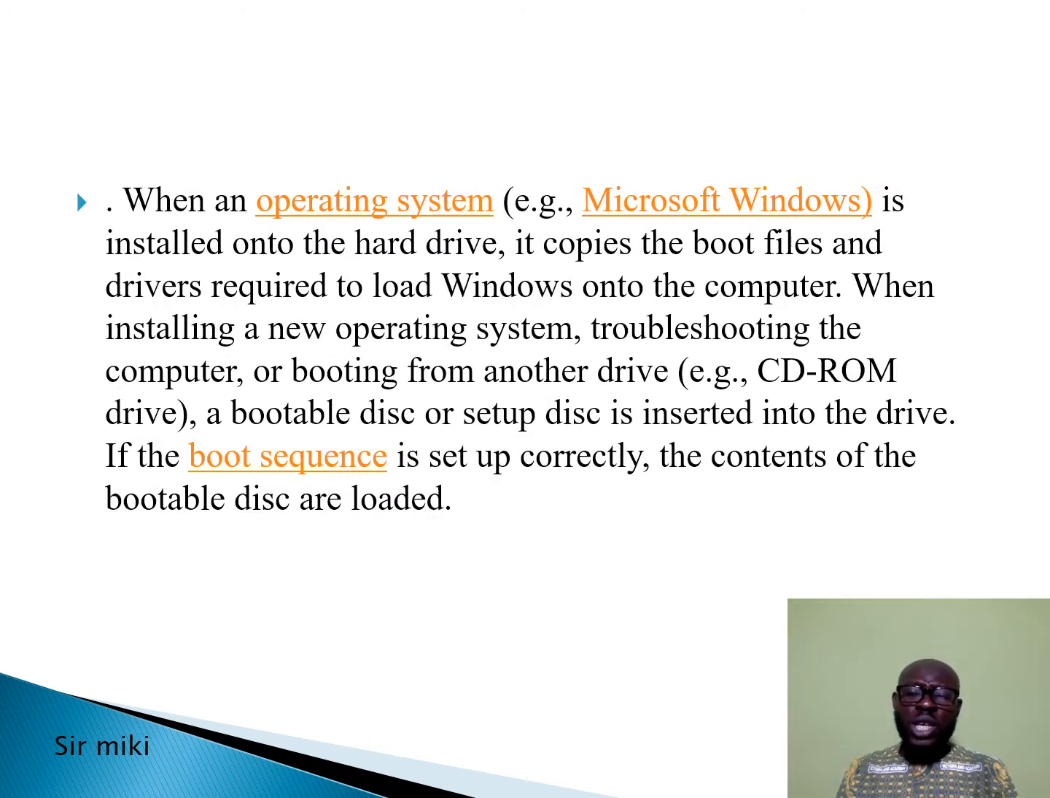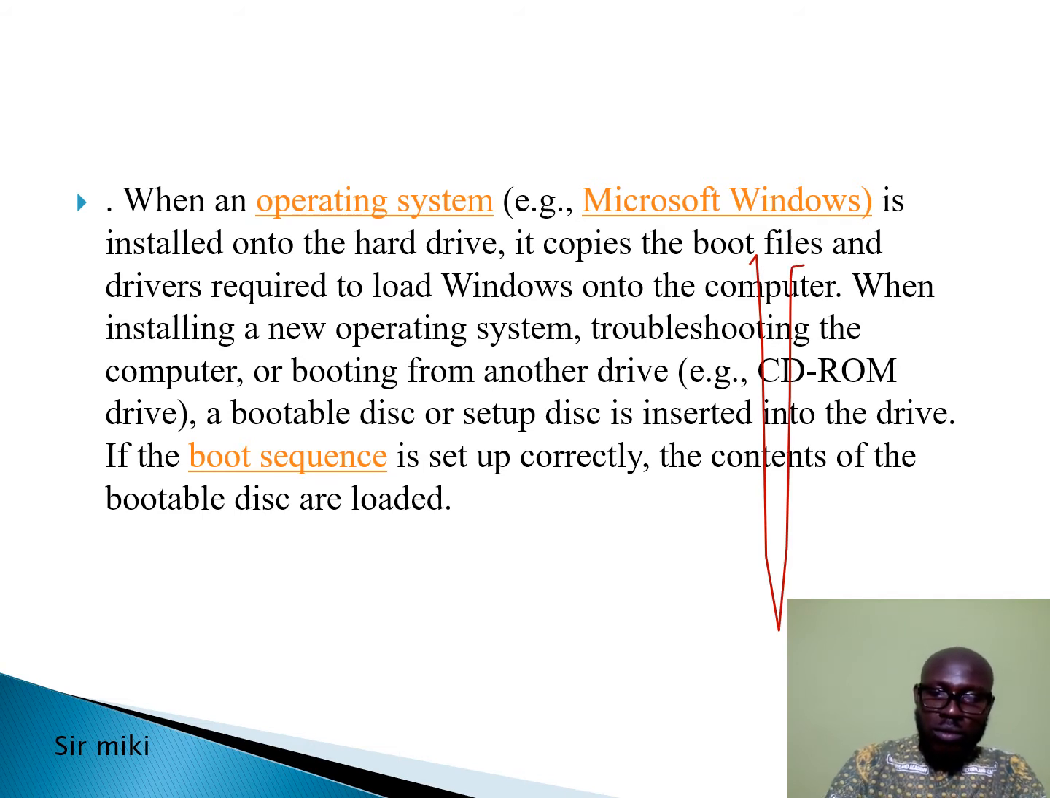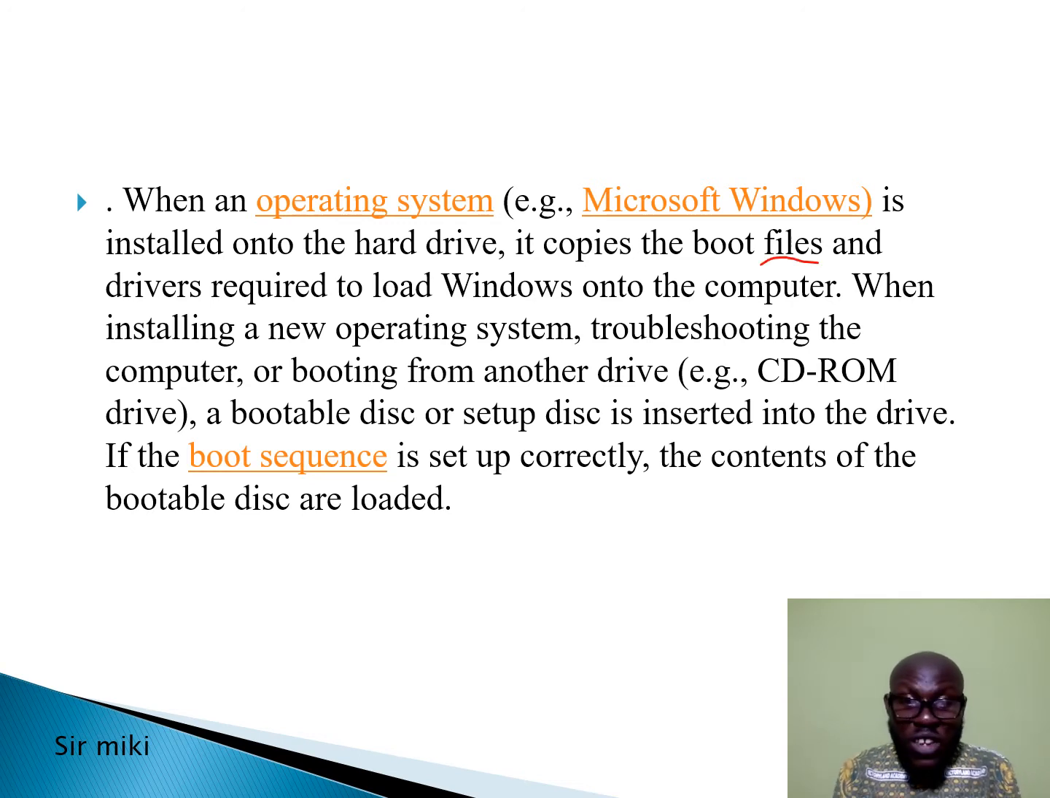Good. Now, as you see it on the screen, is the explanation to everything that I just said. Now, we are saying that when an operating system is installed onto the hard drive, it copies the boot files. An important point over here, we have files. Good. Now, when we talk about files, a file becomes a collection of what? Information stored on a computer. So we are saying that when an operating system is installed onto the hard drive, it copies the boot files and drivers required to load Windows onto the computer, to load the operating system. It doesn't load the hardware part of the machine, but the contents. So it loads Windows onto the computer.